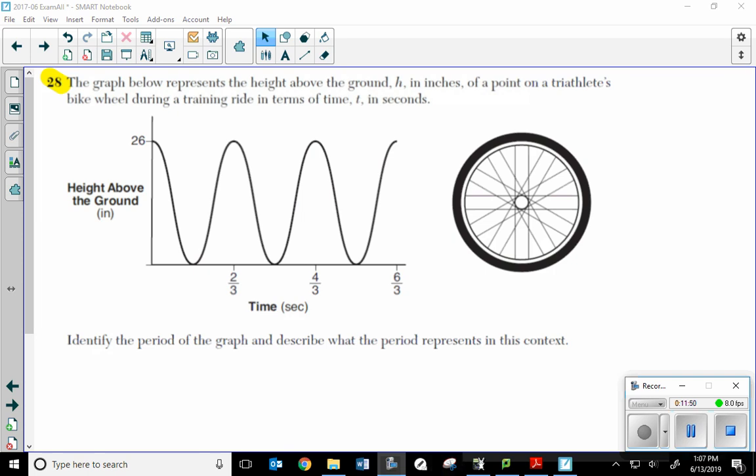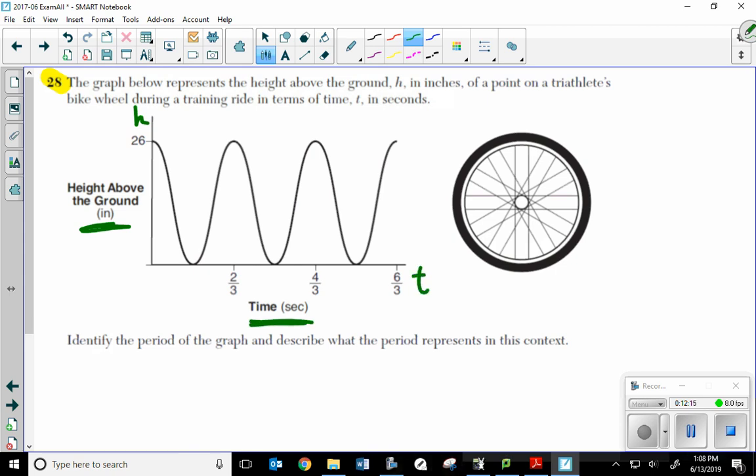28. We are now on to a trig or an exponential. This is trig. I can tell because that looks like a cosine curve to me. The graph below represents the height above the ground, h, in inches. Okay, here's our height. This is my h, height in inches, of a point on a triathlete's tire or bike wheel during a training ride in terms of t, which is time in seconds. So this is my x-axis, time in seconds. What they're asking us to do is to identify the period of the graph and describe what the period represents in this context of the triathlete's bike wheel.